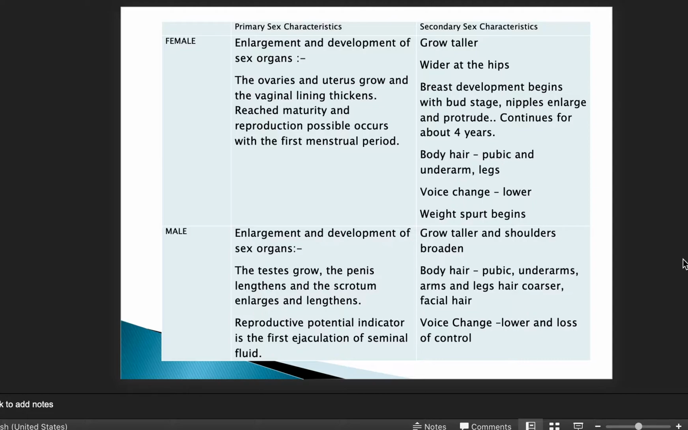In terms of males, the same with enlargement and development of sex organs. So the testes will grow, the penis will lengthen, the scrotum enlarges, etc. And also the potential indicator of first ejaculation and seminal fluid will begin to happen at this stage. Remember, we talk about wet dreams and all of those aspects. Secondary changes include growing taller, shoulders getting wider, hair again, and that also includes facial hair, and it's a much more coarse growth of hair, meaning thicker and rougher. And then there's that voice change, which is also a physical change.